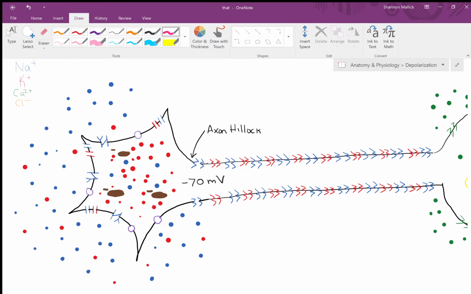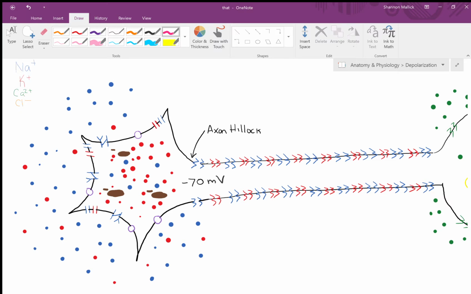This is the depolarization of a neuron, which sends an action potential down the axon to the synaptic end bulb and eventually creates a stimulus in the next cell in the pathway. So you can see that we have a larger concentration of these blue sodium ions outside the cell, a larger concentration of these red potassium ions inside the cell.